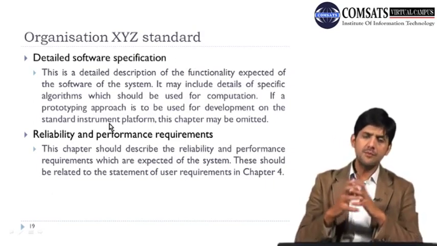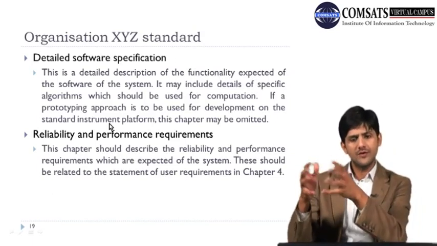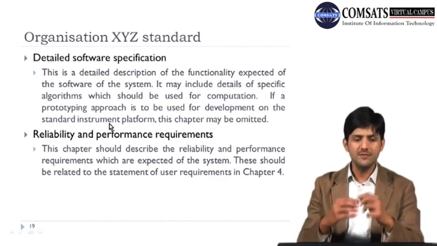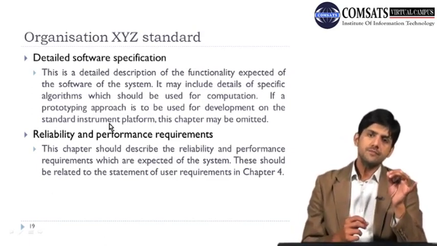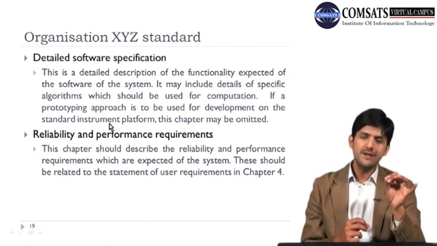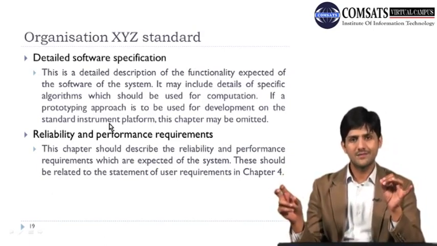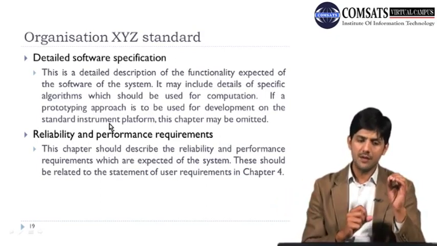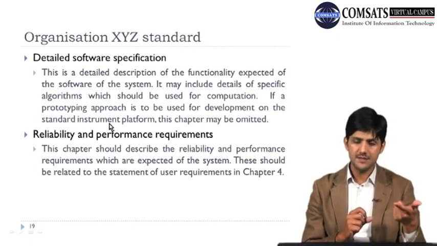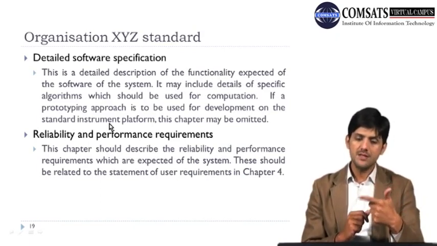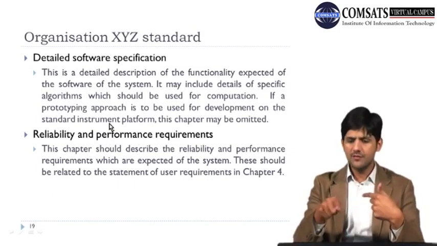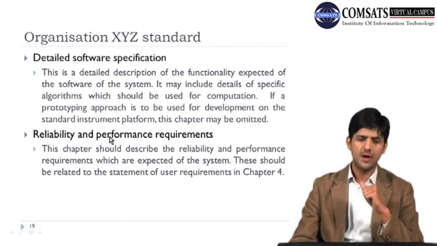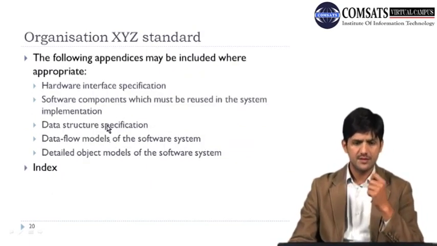And then they don't put the non-functional requirements in the software specification part. They have a separate section on reliability and performance requirements. Now this is very important to note, that they have a separate section because they are dealing with certain kinds of hardware as well. So for them, reliability and performance is very, very important. So this chapter should describe the reliability and performance requirements which are expected from the system. These should be related to the statement of user requirements, and the information related to this can be found in chapter 4, where we talk about what the user requirements are. We're going to discuss that in detail later on in this course.